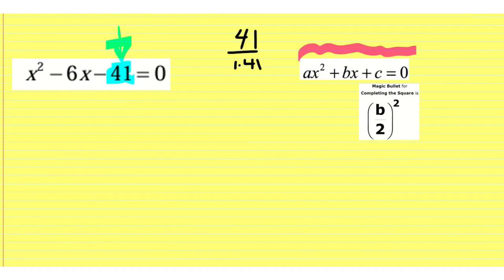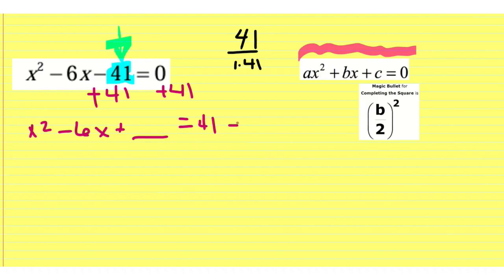So this 41, it's a prime number. It's not going to work for us. So we are going to add that 41 to both sides in order to get it out of our way. Okay, so we're going to rewrite this as x squared minus 6x plus blank, because that is part of our completing the square process, and that's going to be equal to 41 plus blank on the other side.